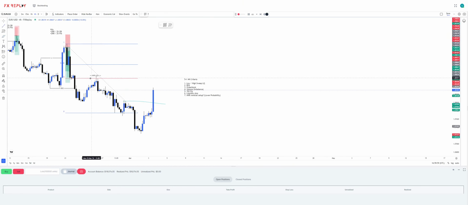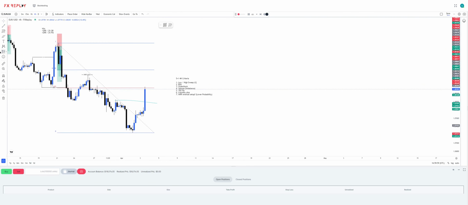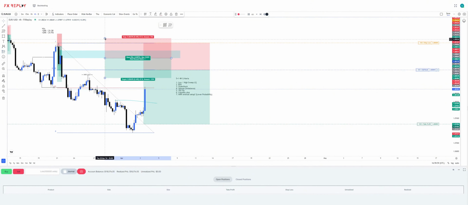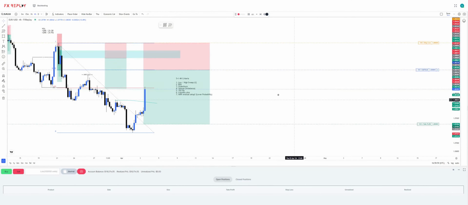Okay, so here we have liquidity plus in the leg. We can drag our fib. Risk to reward, 1%. Our refined order block here, which we can refine to the 50%. Set our second limit. And let's see what happens.